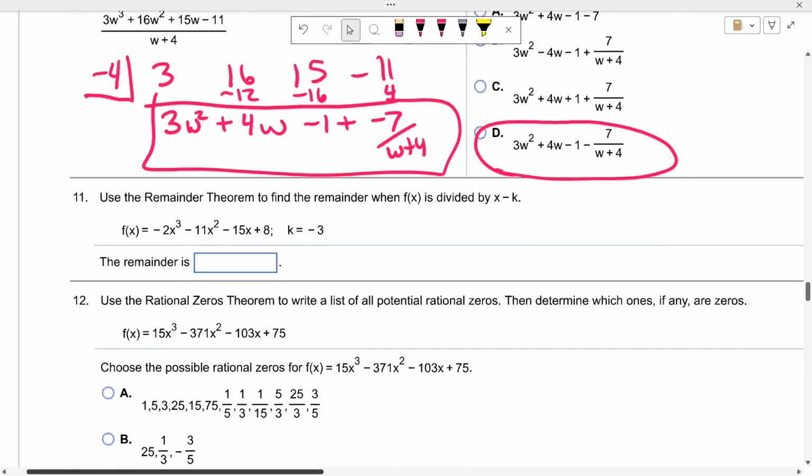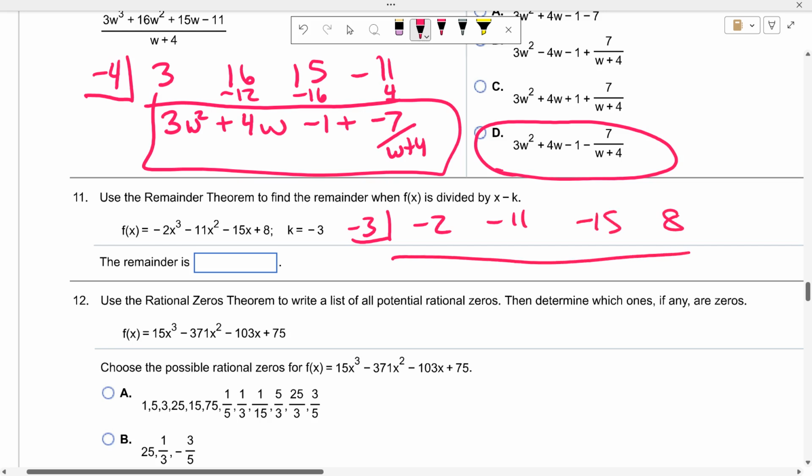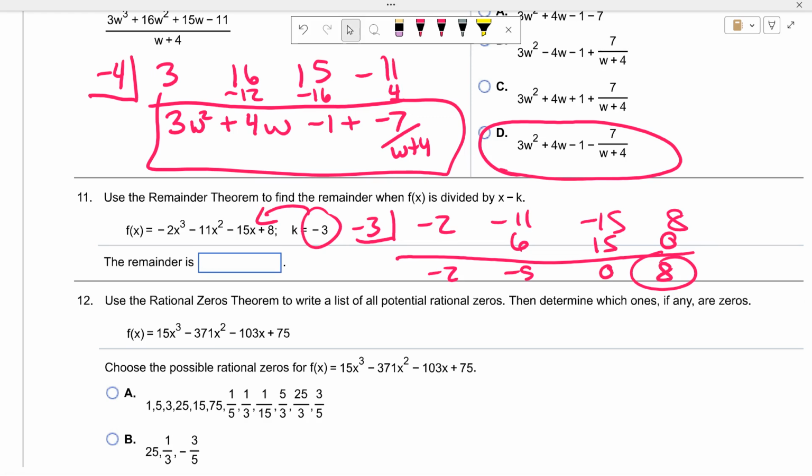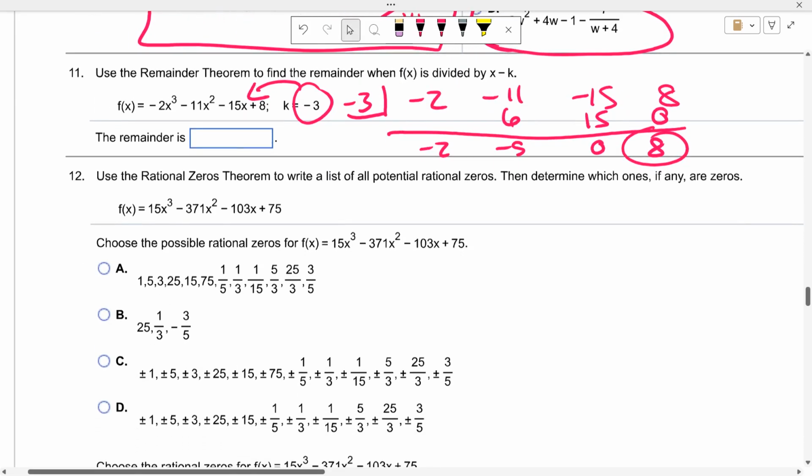The remainder theorem. Does this have a remainder? Well, let's see. Negative 3 goes in the box. Negative 2, negative 11, negative 15, 8. So, negative 2, 6. Negative 5, 15. 0, 0, 8. Is there a remainder? Yes. So would negative 3 be a factor of this function? No, it's not a factor because there's a remainder. So the remainder theorem tells us if it's a factor or not.